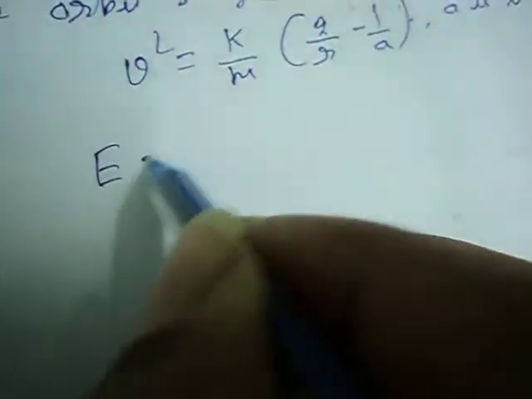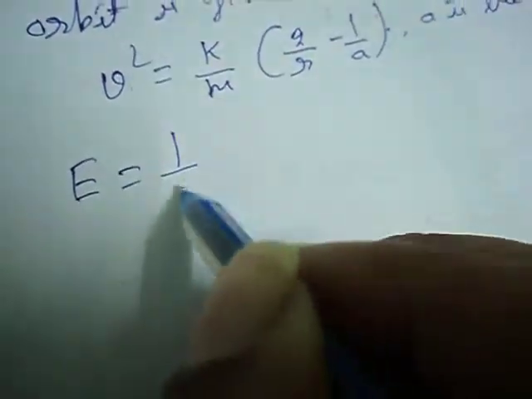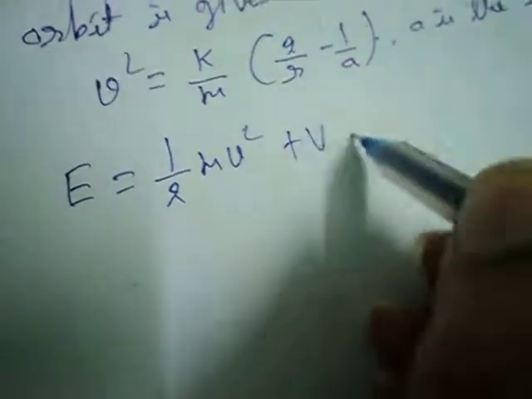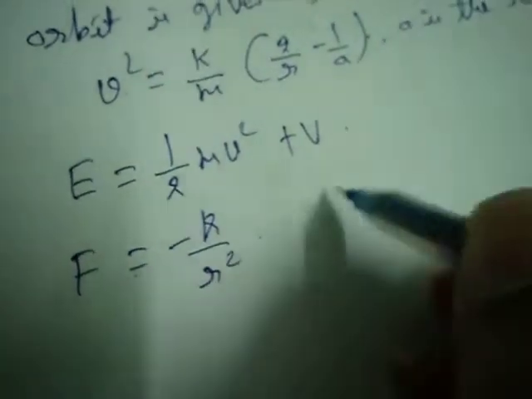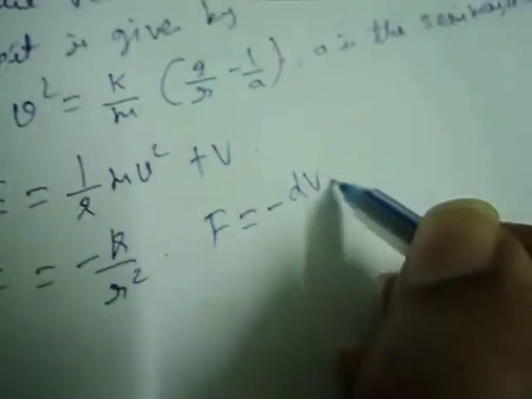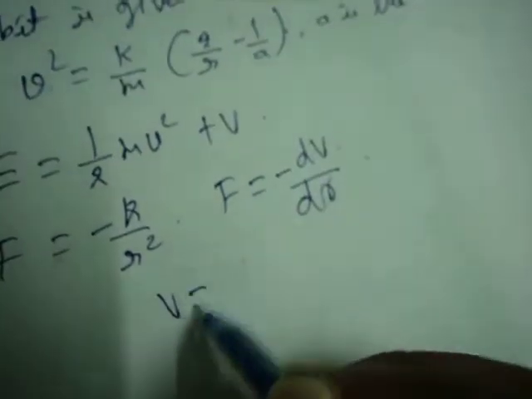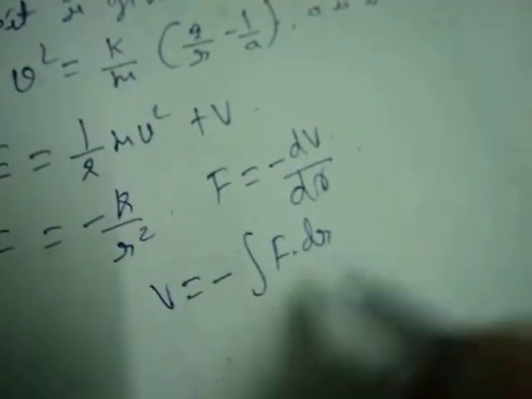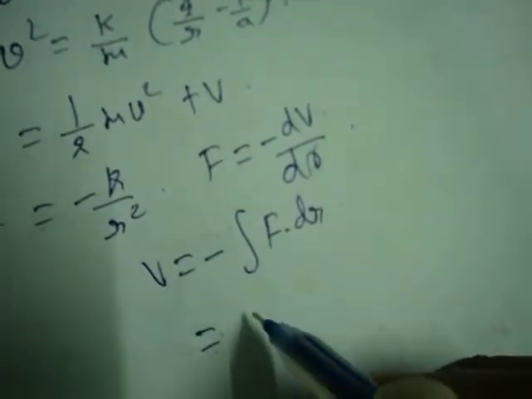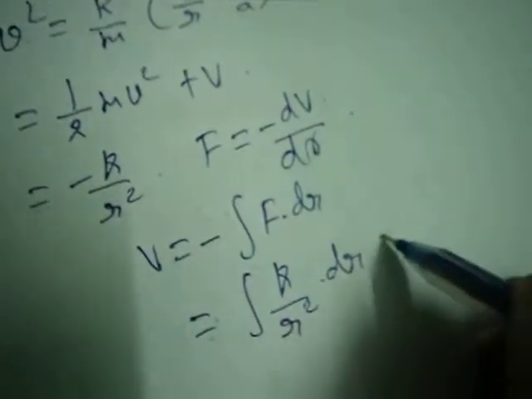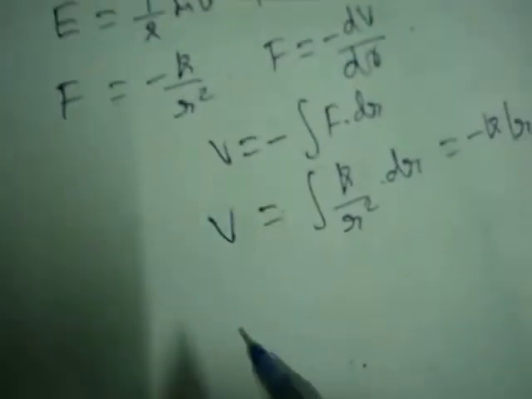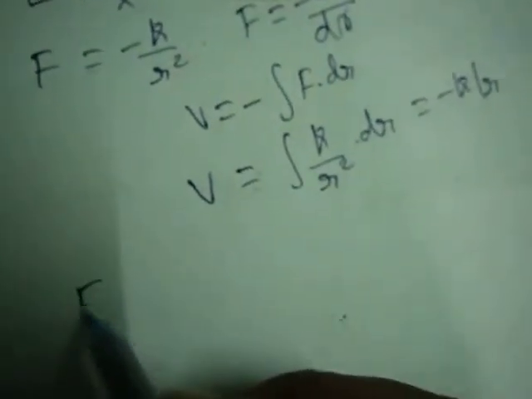We know that energy E equals kinetic energy, that is half mv square, plus potential energy. So F equal to minus k by r square. We know that for a conservative force, F equal to minus dV by dr. So we can find V equal to integral of minus F into dr. So substituting the value of F here, we get the integral of k by r square into dr. That way you can get the potential energy. So potential energy V equal to minus k by r. So E equal to minus k by 2a for an elliptical orbit.